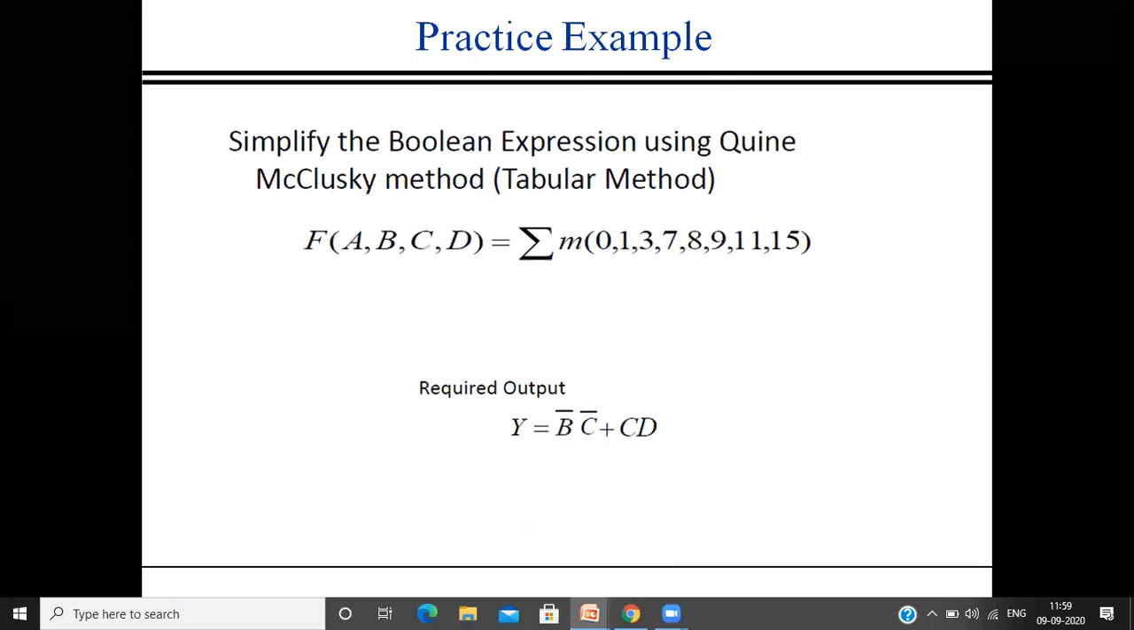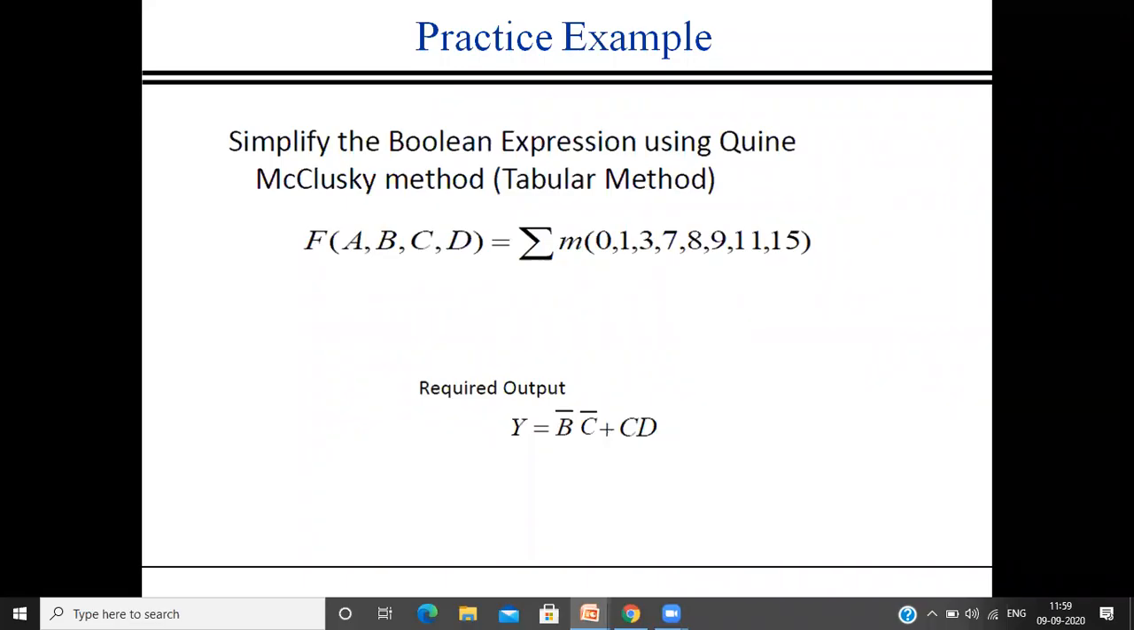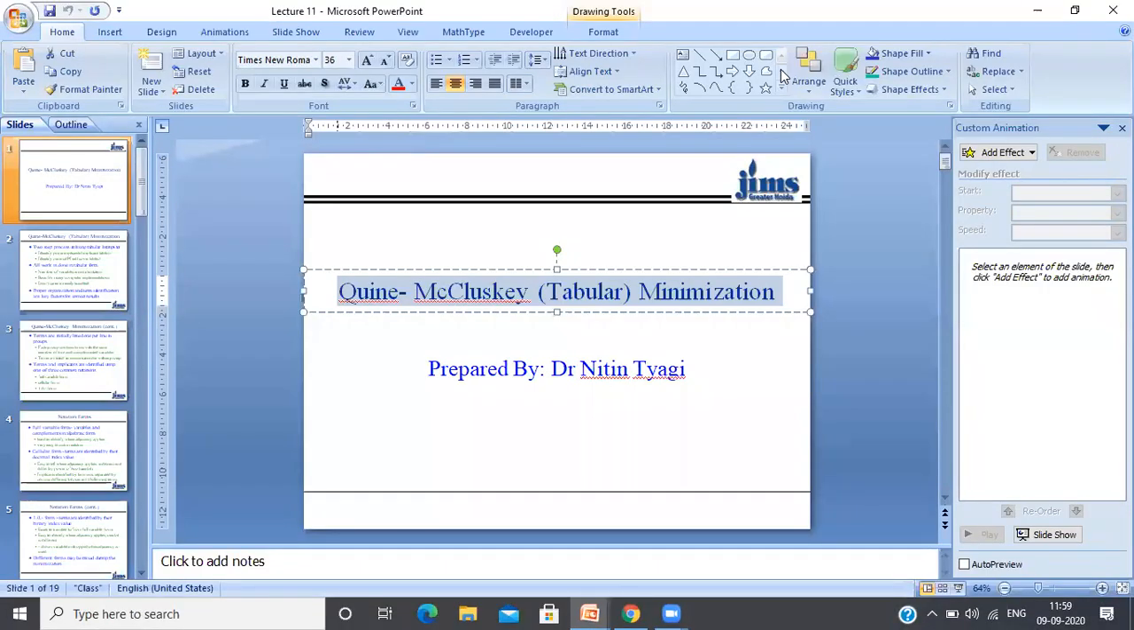Now simplify the Boolean expression using the Quine-McCluskey method, that is the tabulation method, and we are given f of a, b, c, d equals summation of minterms 0, 1, 3, 7, 8, 9, 11, 15. And the answer should be f equals B bar C bar plus CD. You note down this question and the answer and match your answer, and further verify your answer with the help of the K-map. So I think we should stop our lecture here.